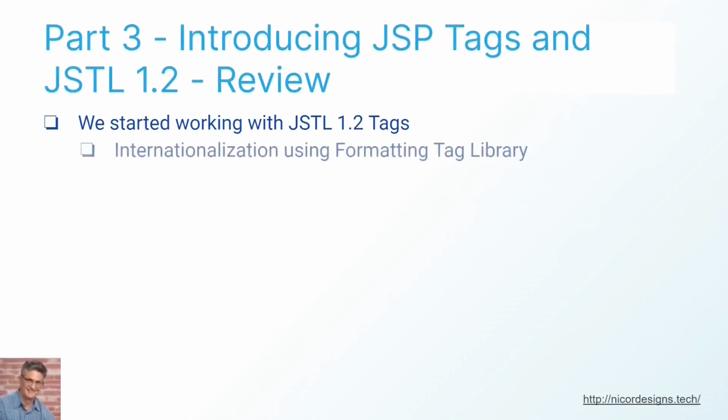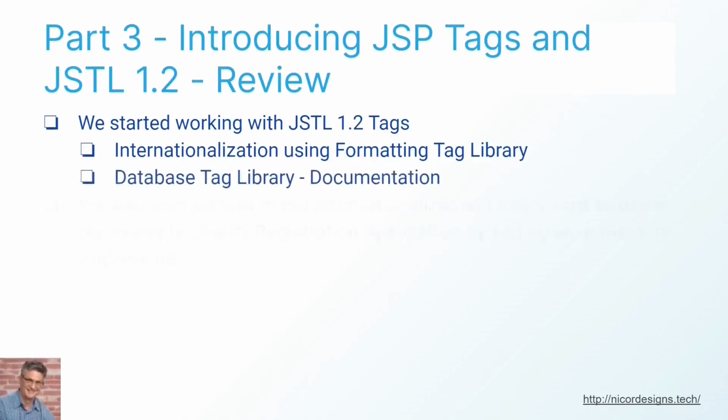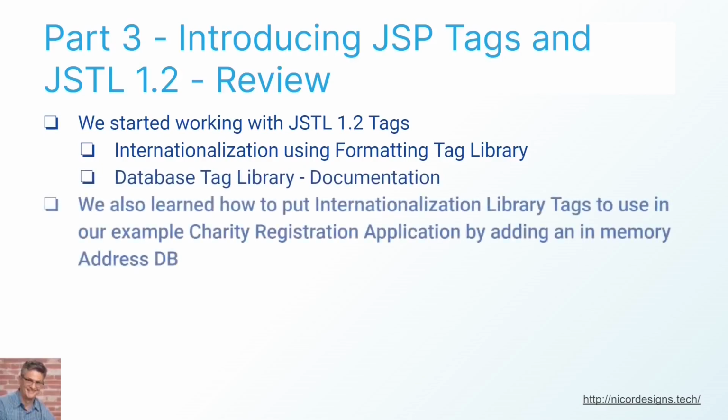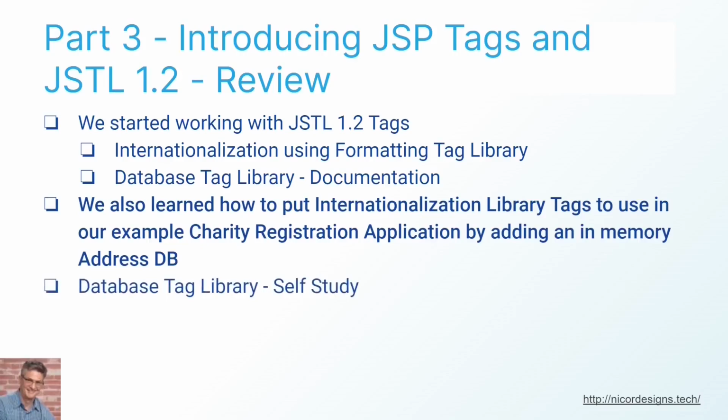In our previous JSTL tutorials, we started looking at JSTL 1.2 tags, specifically internationalization and the database tag library. And we put the internationalization library tags to use in our example address database for charities. We did leave the database tag library for self-study.